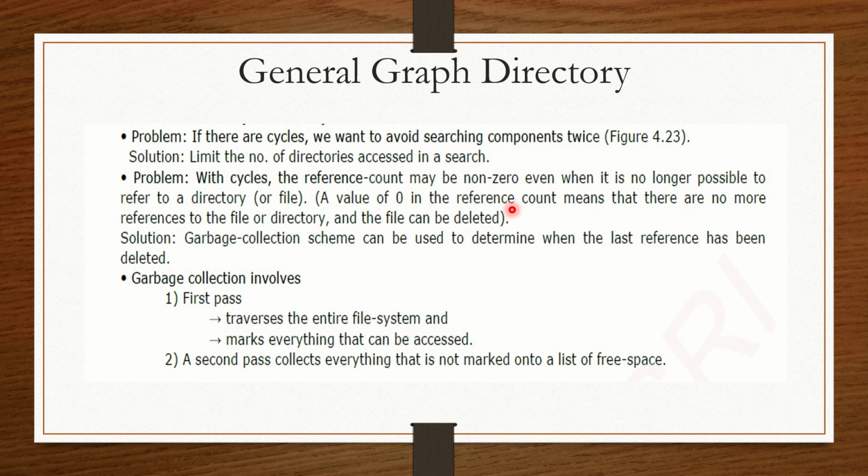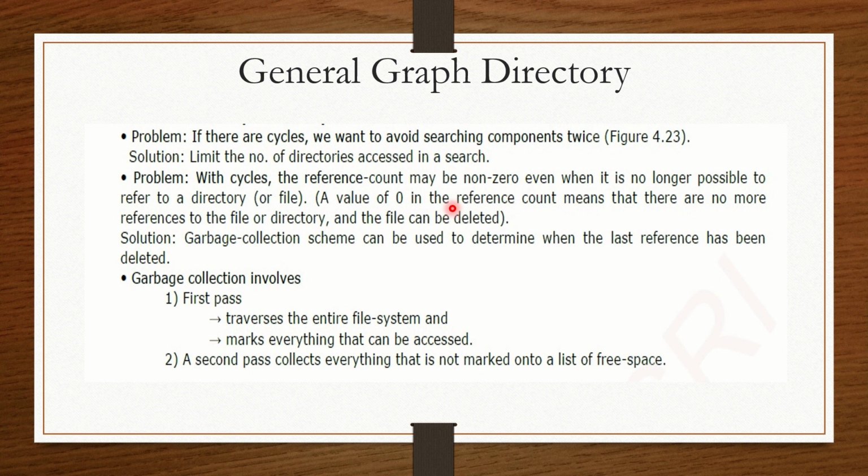If the reference count of a directory is 0, it is no longer used by any file and can easily be deleted. But with a cycle, the reference count may be non-zero even when it is no longer being used. Every time the reference count will be non-zero, so it is impossible to delete that directory or file. That is the problem that happens with cycles.